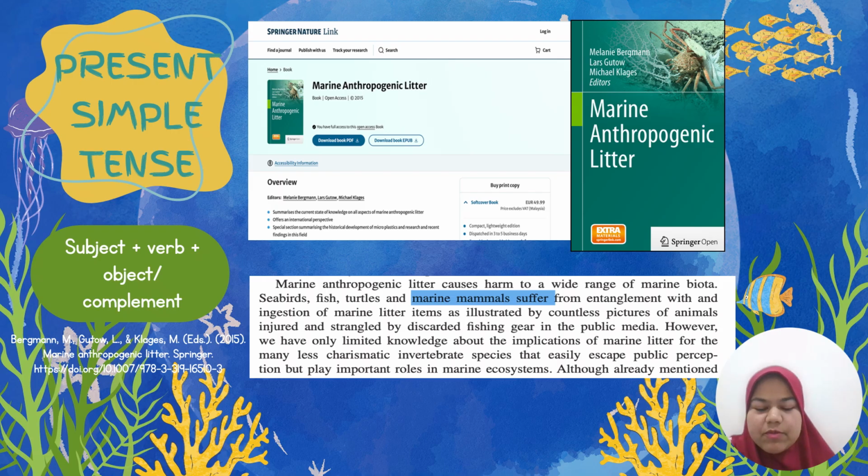Okay, now we're moving to the present simple tense. First, we're talking about the formula. The formula is subject plus verb plus object or complement. See my example. Seabirds, fish, turtles, and marine mammals suffer from entanglement. So we can see here, seabirds, fish, turtles, and the marine mammals are the subjects. So the verb is suffer and the object is entanglement.